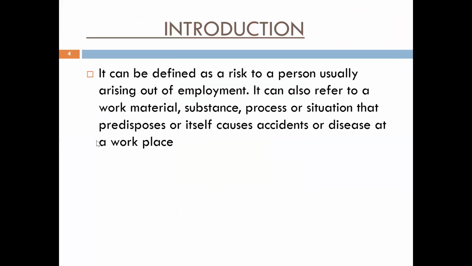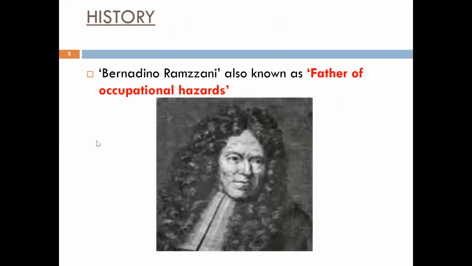So, coming to the introduction, an occupational hazard can be defined as a risk to a person usually arising out of employment. It can also refer to a work material, substance, process, or situation that predisposes or itself causes accidents or disease at a workplace. History: Bernardino Ramazzini, also known as the father of occupational hazard.